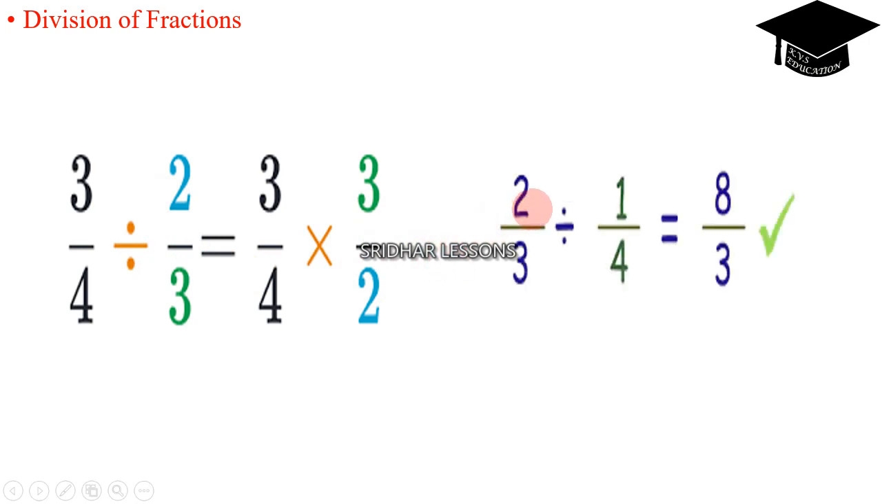And if you can see another example, 2 by 3 divided by 1 by 4, this is 2 by 3 into 4 by 1. So 1 into 3 is 3, 4 into 2 is 8, so this is 8 by 3. Like this, we have the option of division of fractions.